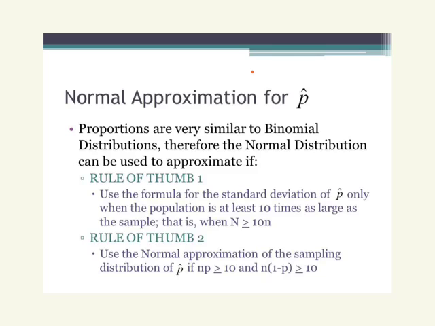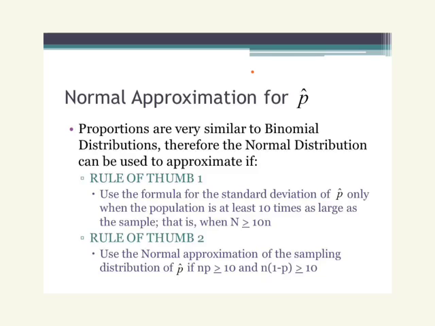So here's the process that we're going to go through to make sure that a normal distribution is appropriate. Now, remember what we said earlier. Proportions are very similar to a binomial distribution, okay? So understanding that, we can think back to Chapter 8, and we already know some conditions that have to be established in order for the normal distribution to be used.